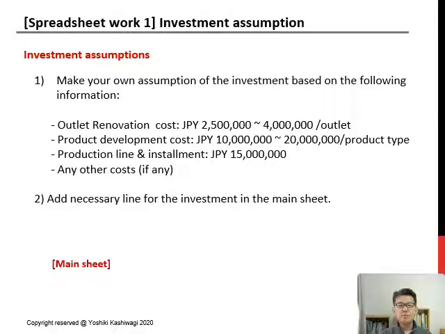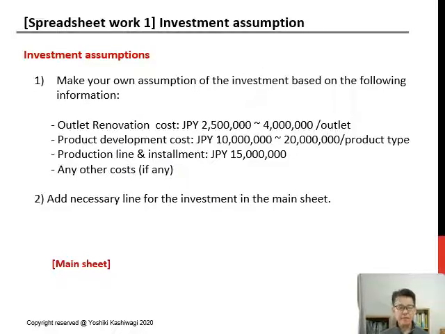Now let's move on to the spreadsheet work. You can start working after you finish watching this video, but let me explain what to do with your spreadsheet or with your business plan. The first one is about investment assumption. I want you to make initial investments. It depends on the scope of your business. It depends on your business model itself. What assets do you need in the beginning before you start? Do you need to buy an office?